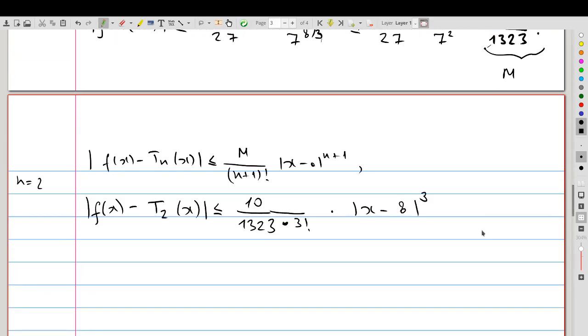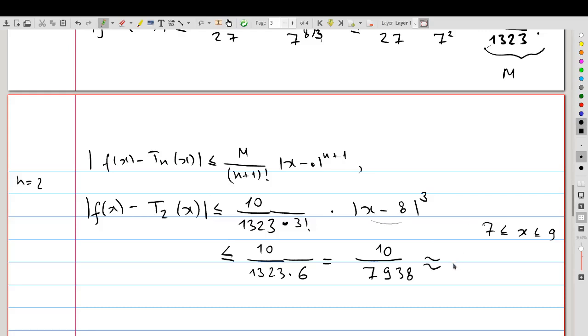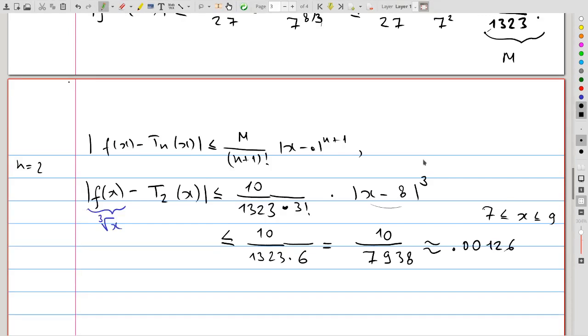And because we're looking at the interval between 7 and 9, this difference is at most 1, so I have the left-hand side being at most 10 over 1323 times 6. And if I multiply these together, I will get 7938 in the denominator and 10 in the numerator. So that is approximately 0.00126. And so we can approximate our function with the precision 0.00126. So we can evaluate the cubic root of x with at most this error on the interval between 7 and 9.